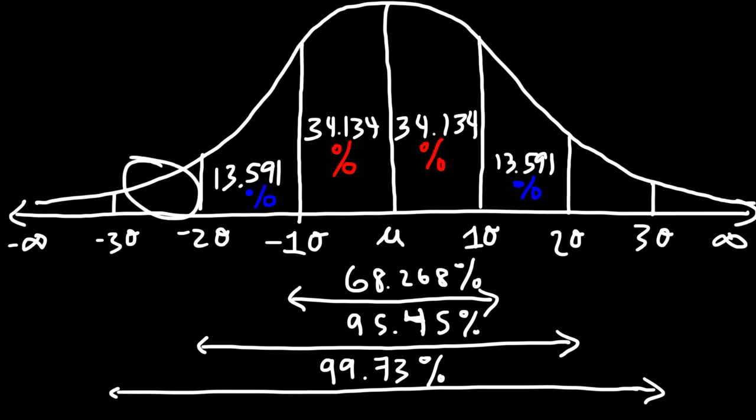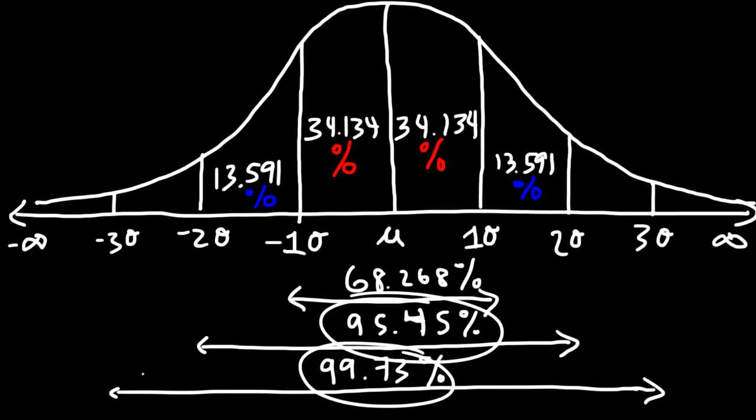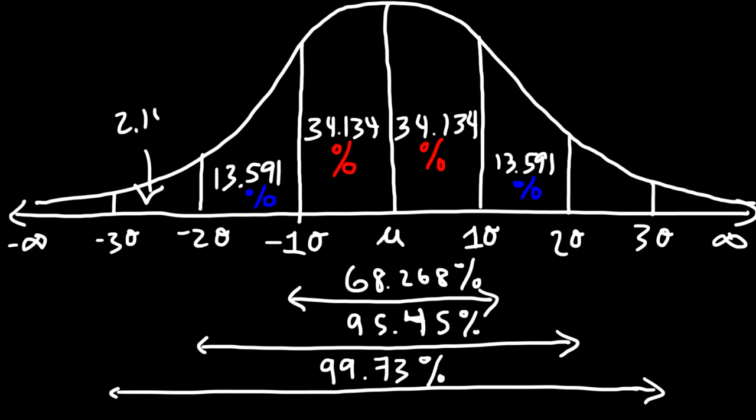Now, to find the next number, follow the same process. So we're going to subtract these two numbers. 99.73 minus 95.45, that's 4.28, then divided by 2. So the percentage in this region is going to be 2.14%, and the same is true in that region as well.